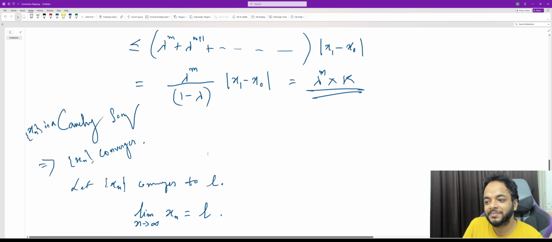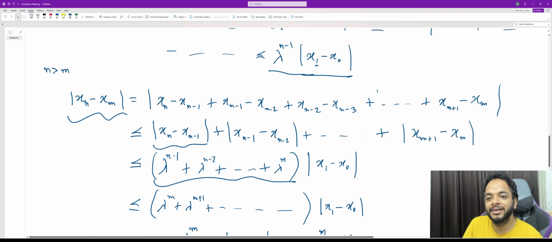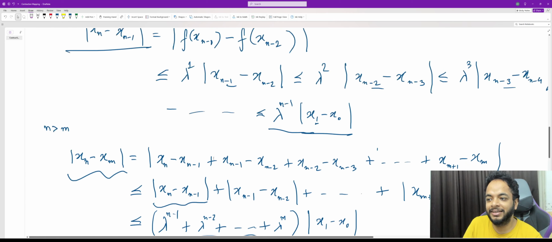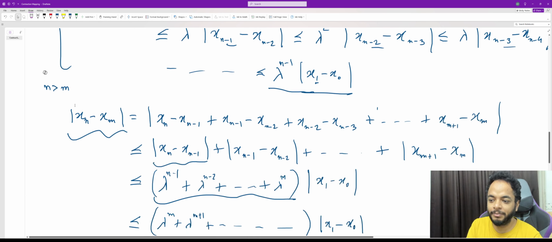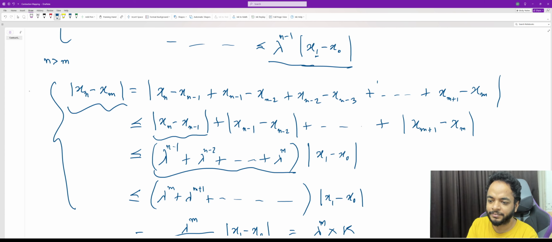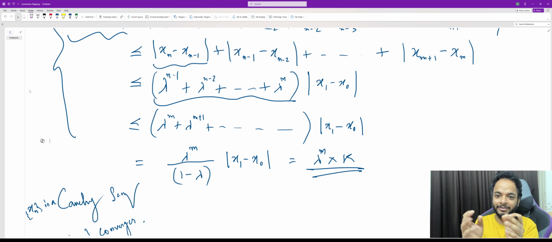And the name is contraction mapping because here you are making the contraction. The difference between any two arbitrary terms, you can make it as small as possible after a certain stage, obviously, not always. That's where the name contraction is coming from.